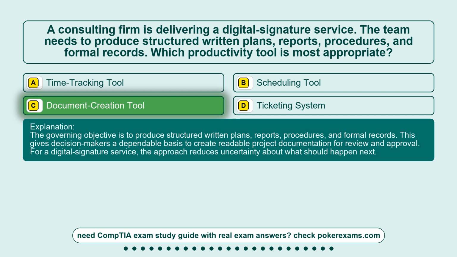The governing objective is to produce structured written plans, reports, procedures, and formal records. This gives decision-makers a dependable basis to create readable project documentation for review and approval. For a digital signature service, the approach reduces uncertainty about what should happen next.